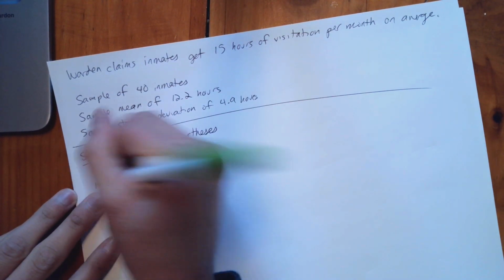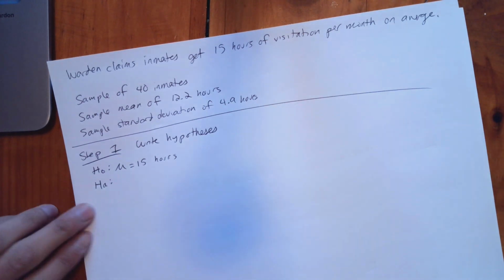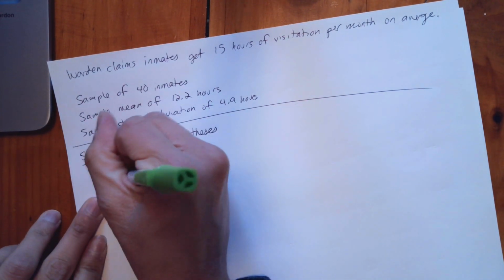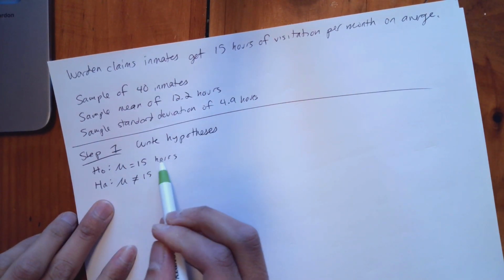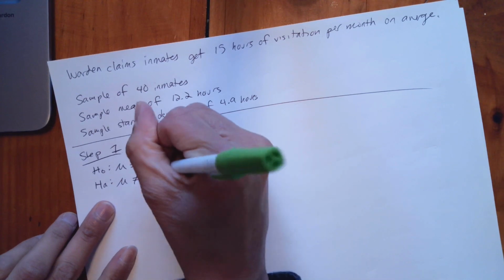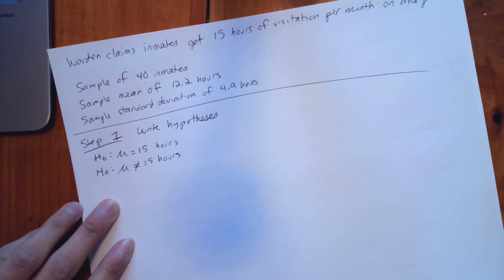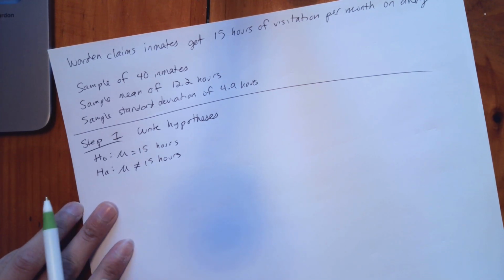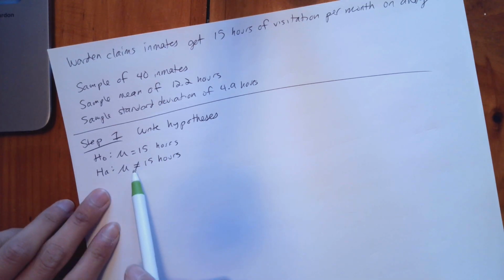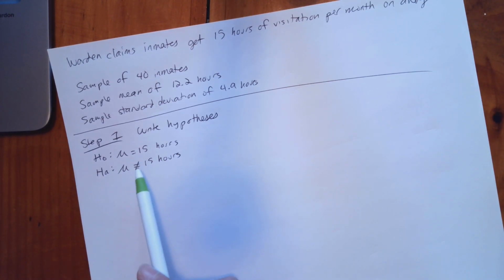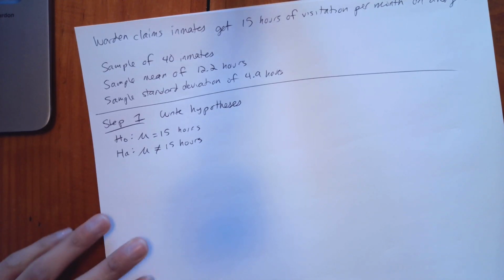Our alternative hypothesis is whatever the opposite of that is. So if we disprove it, we'll have evidence in favor of our alternative hypothesis. And so the opposite of the number of hours being 15 is that the number of hours is not 15. And for these one sample t-tests, this is generally going to be the format for your hypothesis, where your null hypothesis is that your population mean is equal to some value. Your alternative hypothesis is that your population mean is not equal to whatever that value is. All right, so that was step 1.